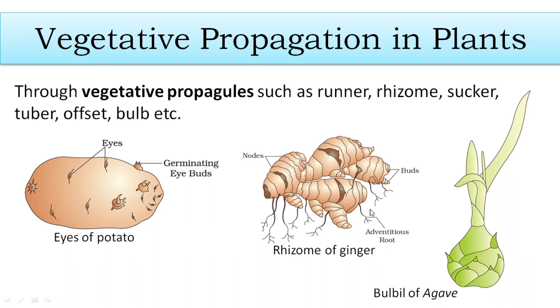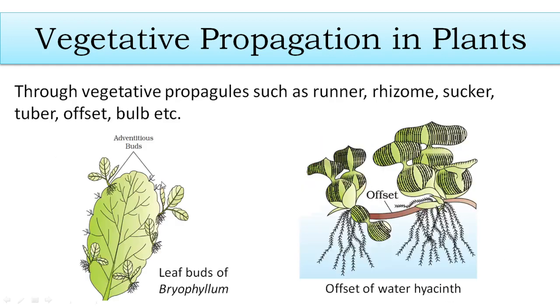And the rhizomes of the ginger have adventitious roots. Rhizomes of the ginger can also give rise to new individuals. And then we have got bulbil of agave. You have to remember these terms: eyes of the potato, rhizomes of ginger, bulbil of agave, and then we also have leaf buds of Bryophyllum. Adventitious buds or the leaf buds of Bryophyllum can give rise to new individuals. And then we also have offset of water hyacinth.